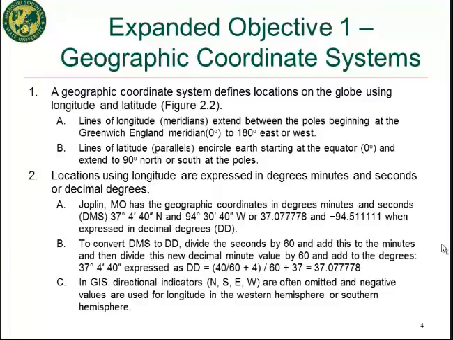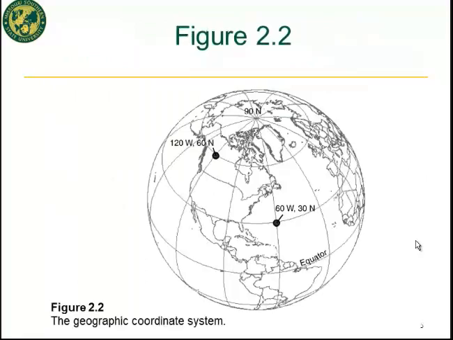As a side note, in GIS, the directional indicators for latitude using north or south and east or west for longitude are often omitted, and instead negative values for longitude are used when we're describing locations in the western hemisphere, or for latitude in the southern hemisphere. Here's figure 2.2 that shows lines of longitude and latitude, and a couple of locations have been identified there.